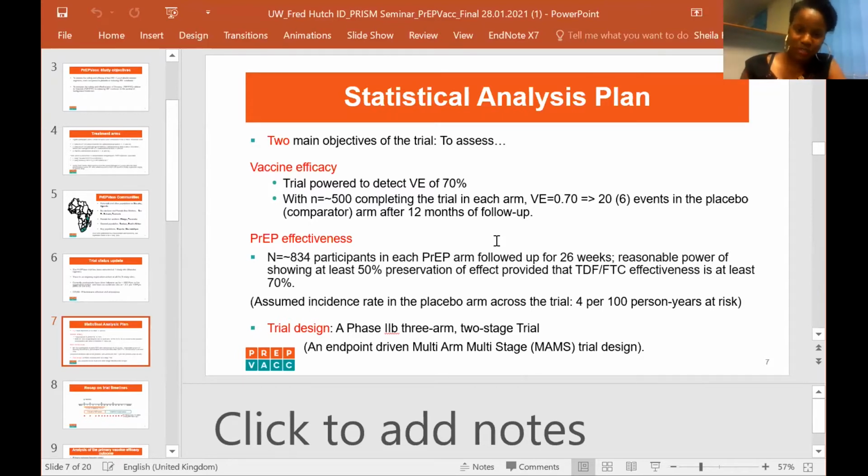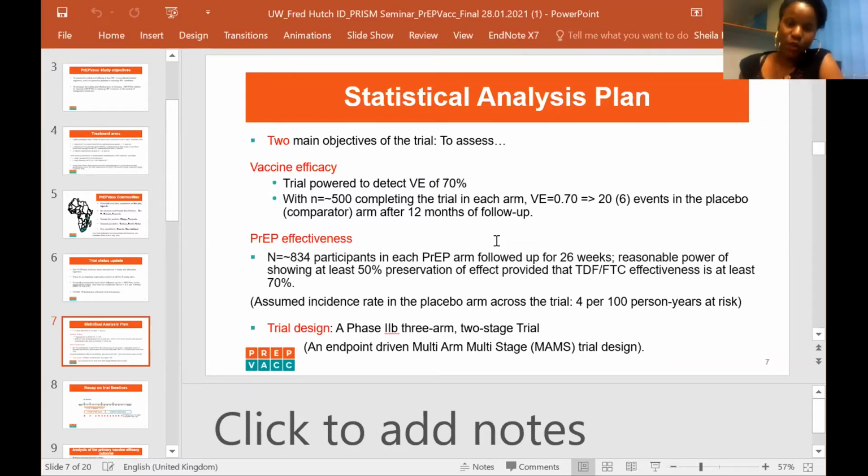We estimated that 500 participants followed up in each trial arm could potentially accrue 20 events. For example, in the placebo arm, it would be enough to provide this 90% power to detect that 70% vaccine efficacy if these participants are followed up for the planned 48 weeks after the 26th week. So you have to be in the trial for 74 weeks, but for the vaccine analysis, that's the number of participants we need. In total, the trial is planning to recruit 1,668 participants. With 3 arms, we'd have about 500 in each arm and leave enough room for about 10% loss to follow up. So that's the vaccine efficacy sample size aspect.